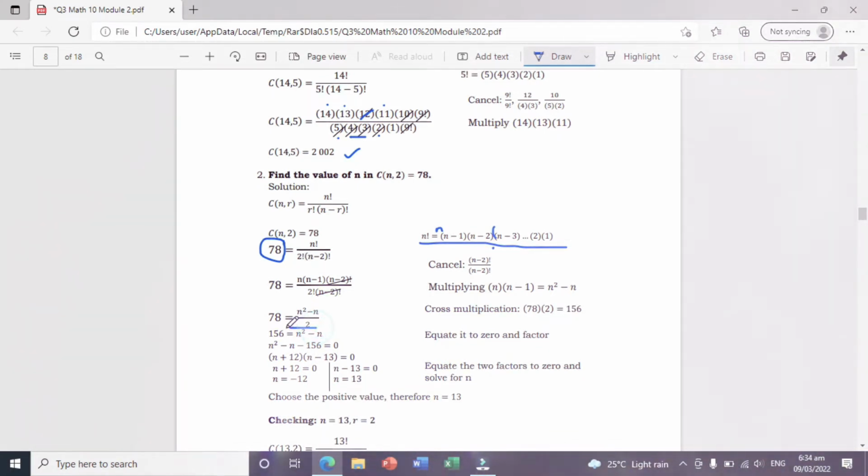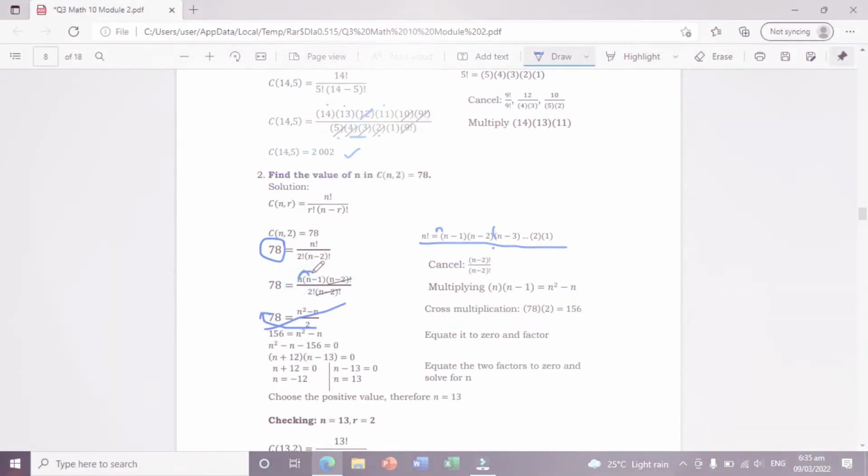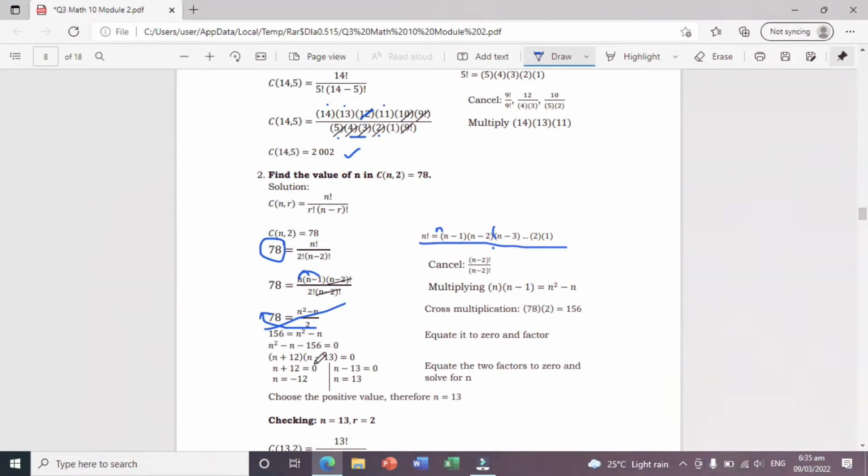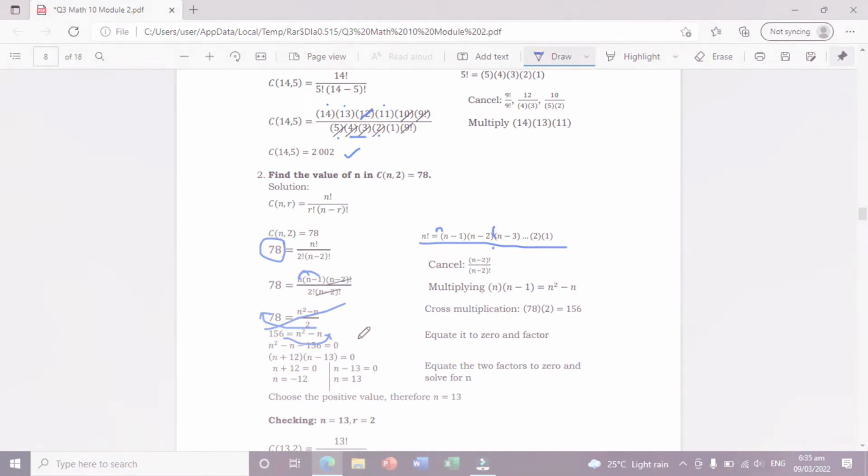Then we do the cross multiplication. 78 times 2 is 156, equals n squared minus n, since n times n is n squared and n times negative 1 is negative n. Then we do the algebra. We are going to make one side of the equation equal to 0, so we move the 156 to the other side, and it becomes negative 156.